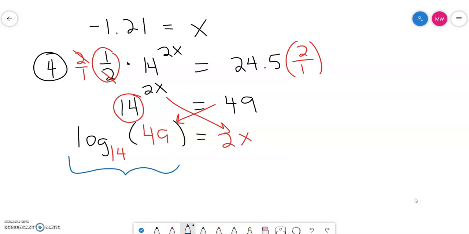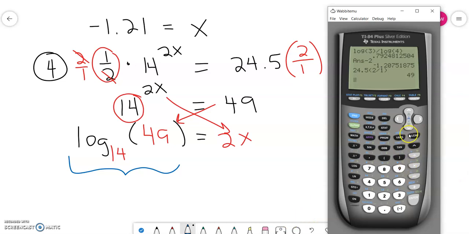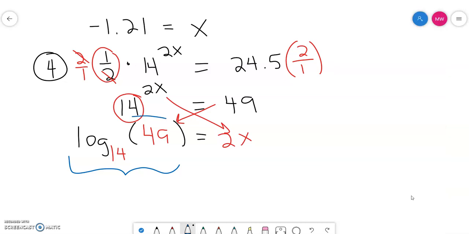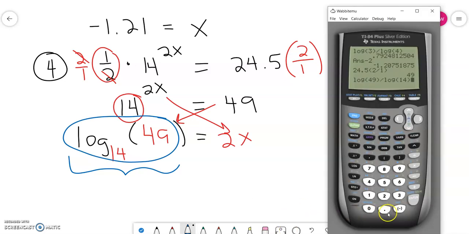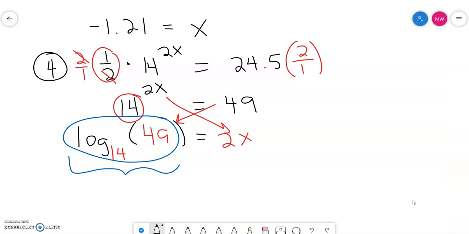From here, I turn to my calculator. Everything on the left-hand side, these are just numbers that we can calculate with the calculator. So I have to do log of 49 divided by log of 14. Okay, if you have a fancy calculator, you could actually type this in the way that it's written. All right, and that's 1.47.